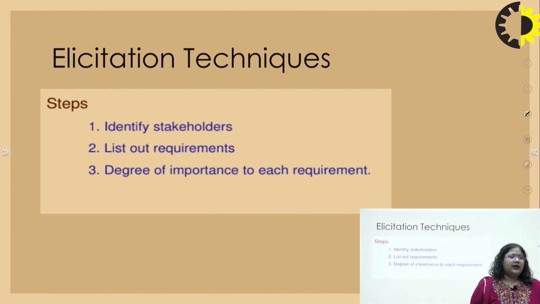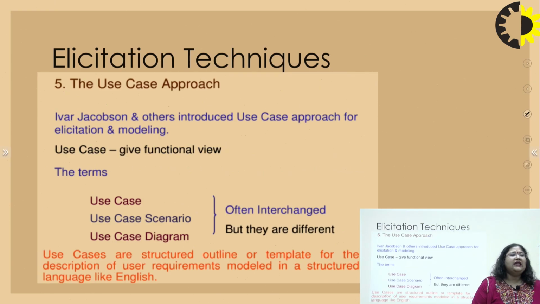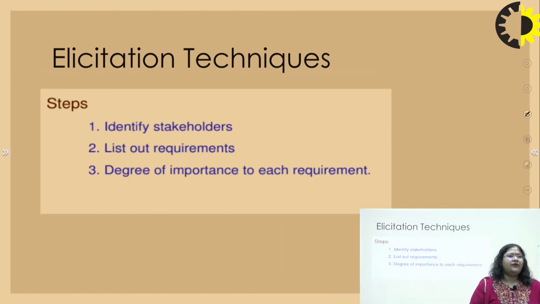Now, the steps for that: identify the stakeholders, which is how many stakeholders we require, what type of requirements the customer wants, and what type of market surveys we have to conduct, and define the degree of importance of each requirement. We have to list all the requirements, and then find the importance of each and every requirement. So, this is the QFD. In this QFD, we have to define which requirement is very important and which requirement is the least important.